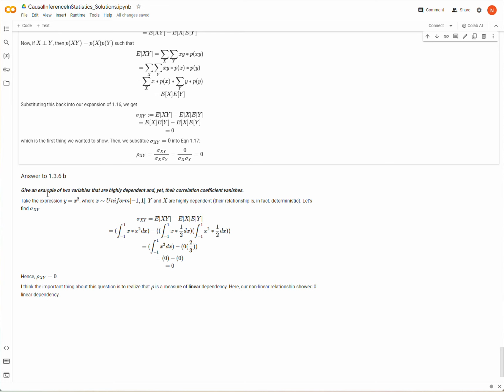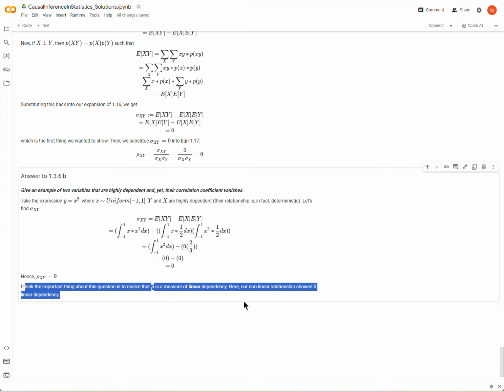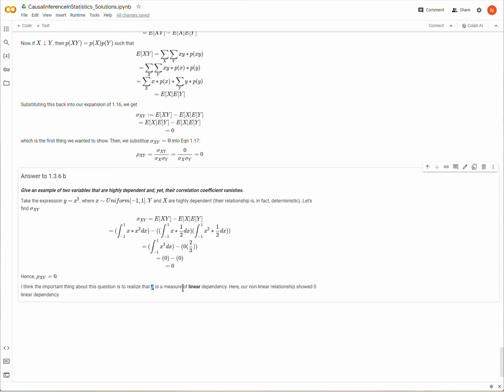So in the next part, we need to give an example of variables that are highly dependent, but their correlation coefficient vanishes. Okay, so I have an example here, and you could come up with a lot of different examples. But the important thing is that rho is a measure of linear dependency. So if we have nonlinear relationships, which is what I've used here, then the correlation coefficient is not a great indicator of the association between variables, because if the association between say X and Y is nonlinear, that doesn't mean that the linear dependency tells us much about their relationship.